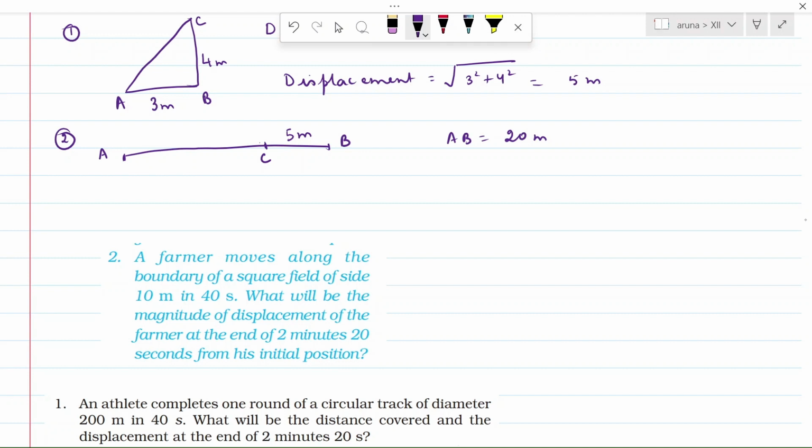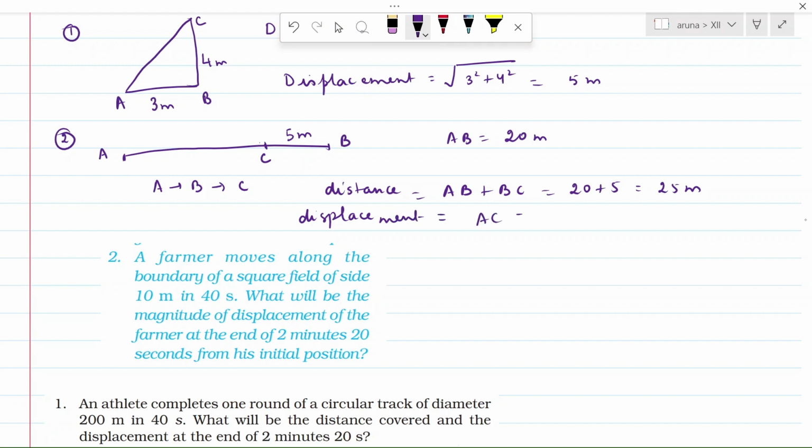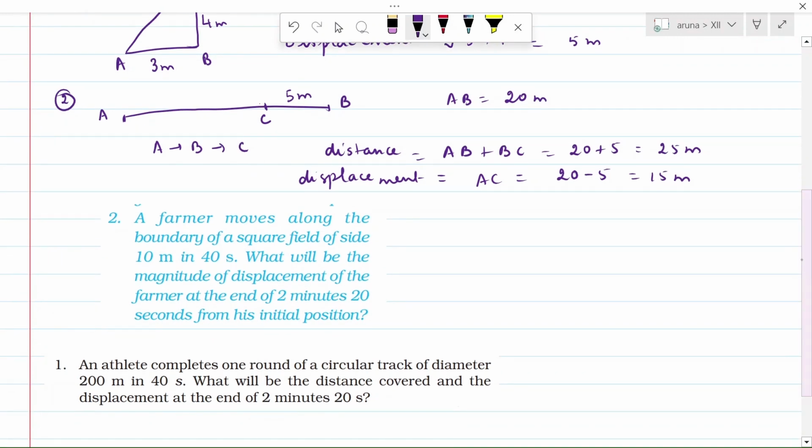So if an object is going from A to B to C, then the distance covered will be AB plus BC, which is 20 plus 5, 25 meters. But displacement will be AC, which is 20 minus 5, that is 15 meters. So one has to be a little careful in finding the displacement.